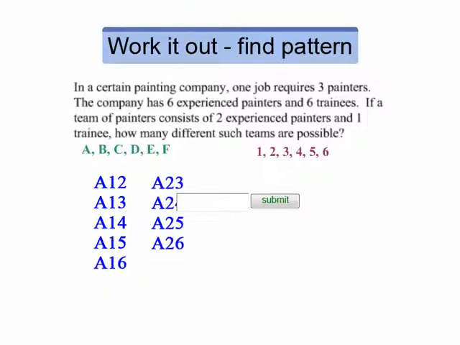A could be with 2 and 3 because he's already been with 1 and 3. Could be 2 and 3, 2 and 4, 2 and 5, and 2 and 6. A could be with 3 and 4, 3 and 5, 3 and 6. A could be with 4 and 5, 4 and 6. And A could be with 5 and 6.